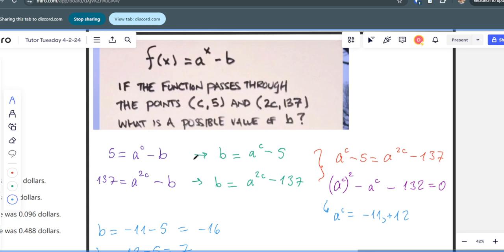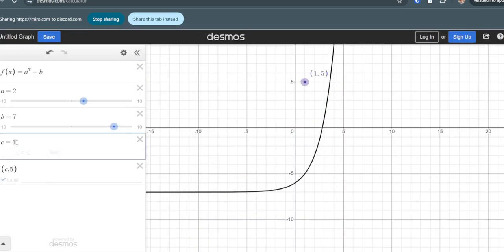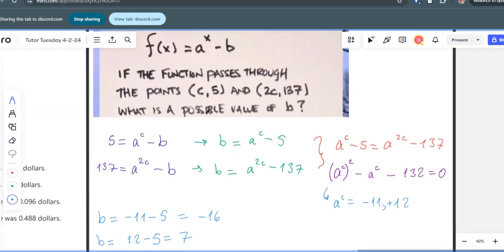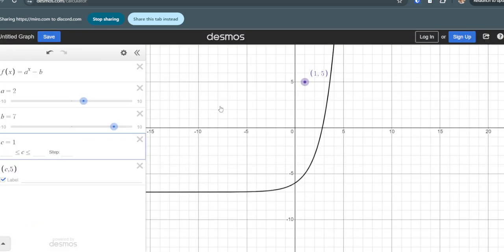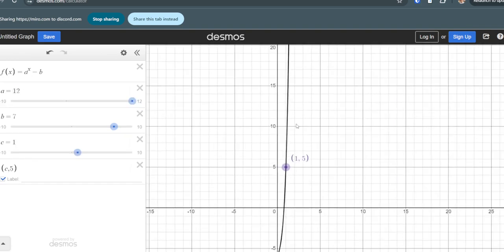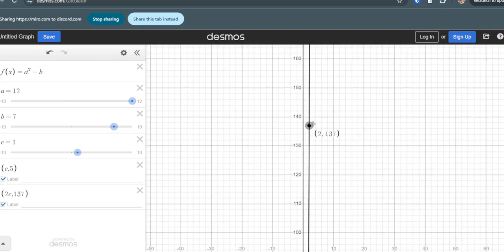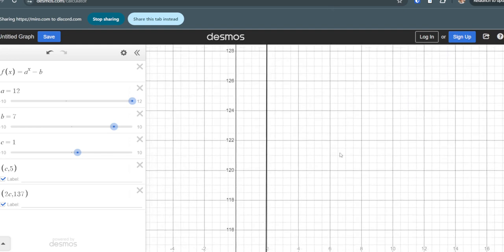But I see another way we could check this. Let's try c equals 1, for example. We can just plug in a value, like c equals 1, b equals 7, we get 5 equals a minus 7, so a looks like it equals 12. And so in this case, yeah, it looks like the function passes through both those points.